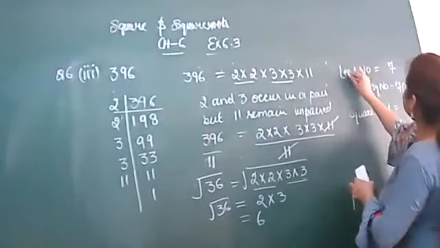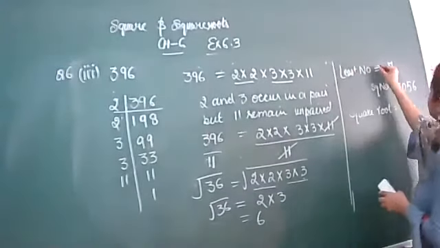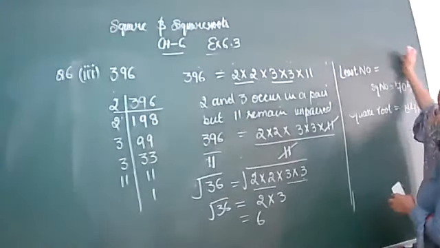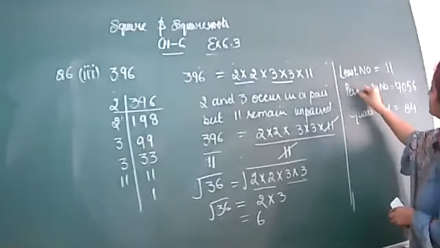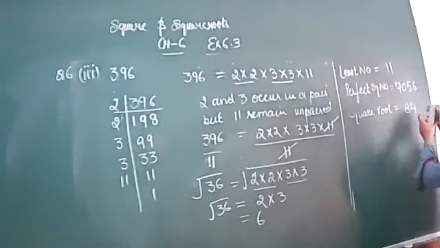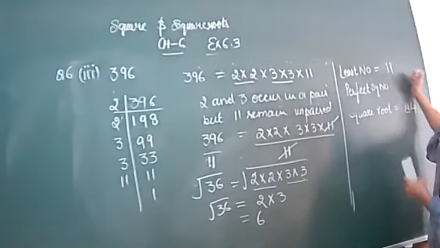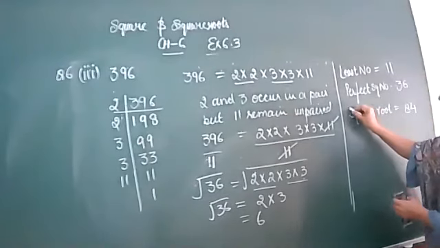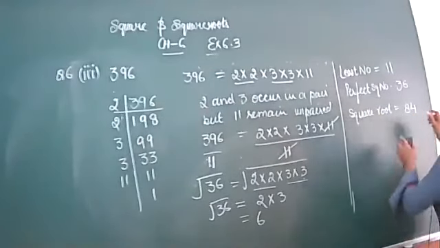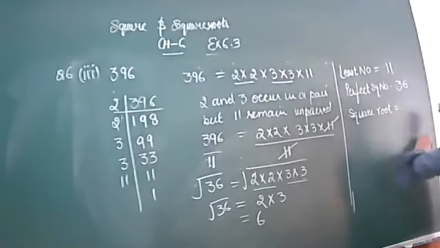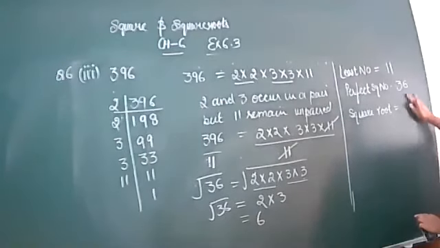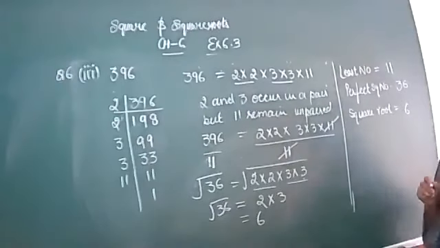Answer: the least number is 11. The perfect square number is 36. And the square root is 6. Any doubt?